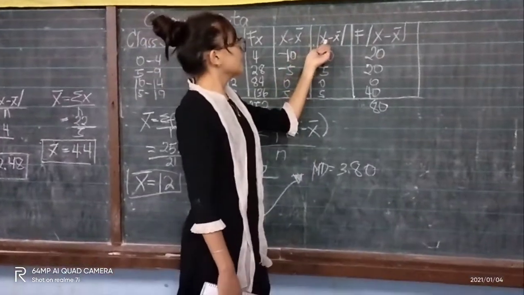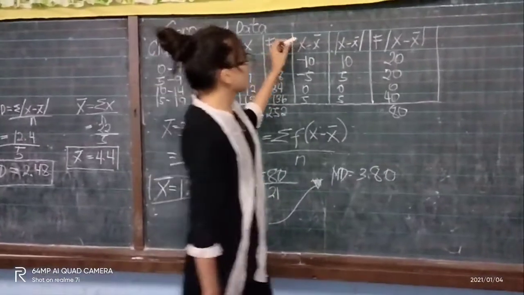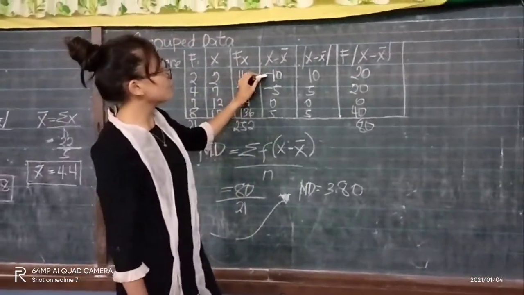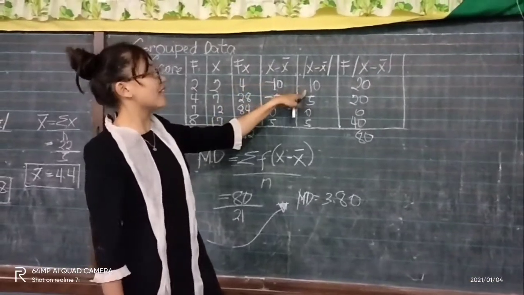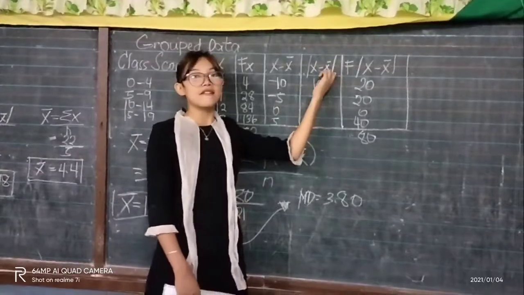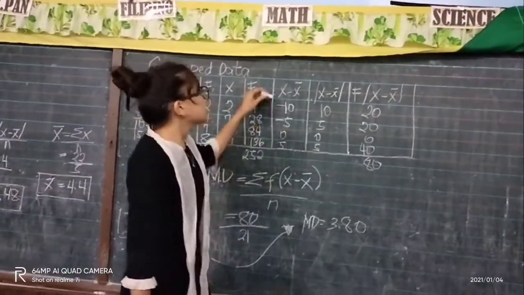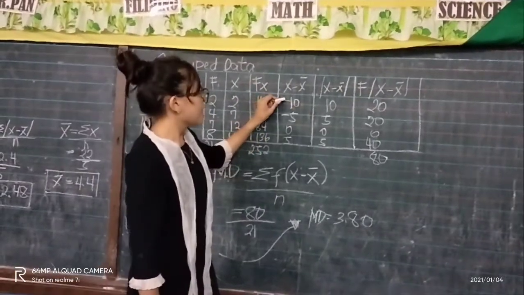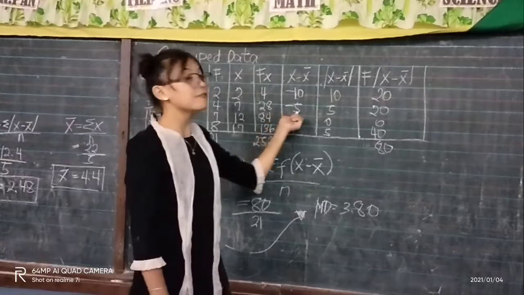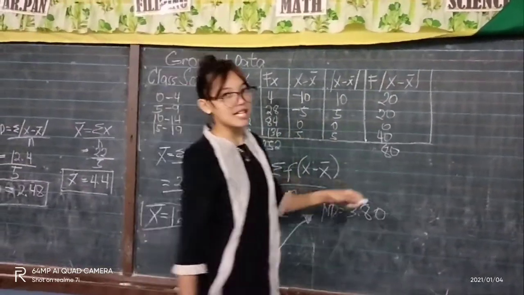Absolute value of x minus mean. So this is our x minus mean, and the absolute value of this is 10. Again, as I have said earlier, the purpose of this absolute value is to avoid negative terms. So the absolute value of negative 10 is 10. Then negative 5, 5. 0, 0. 5, 5. So let's proceed to the next column.